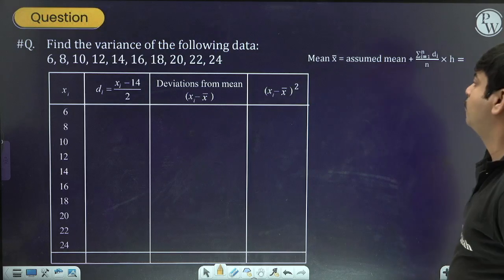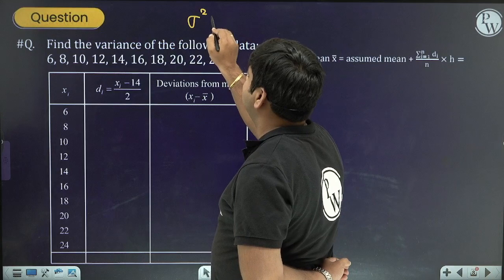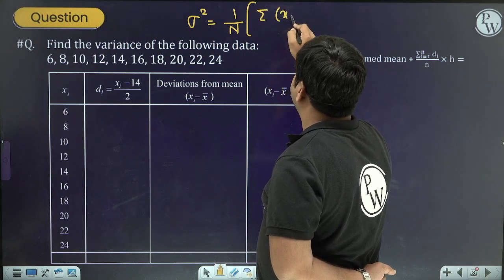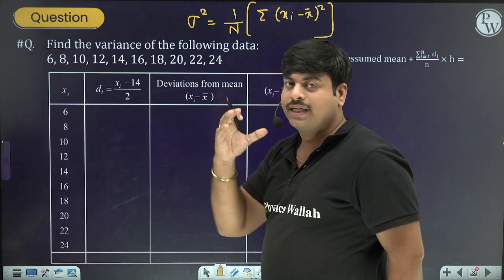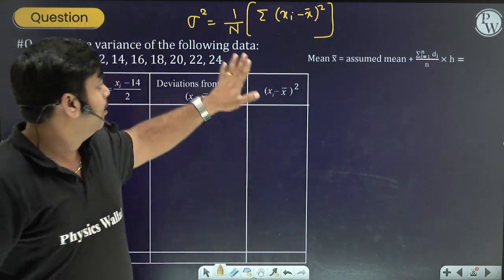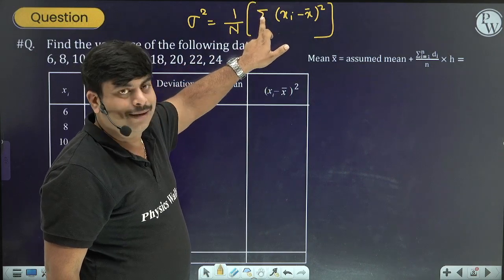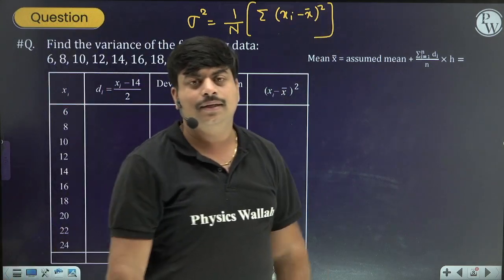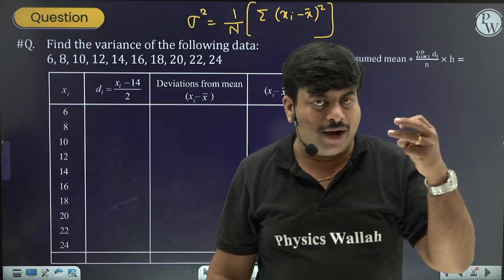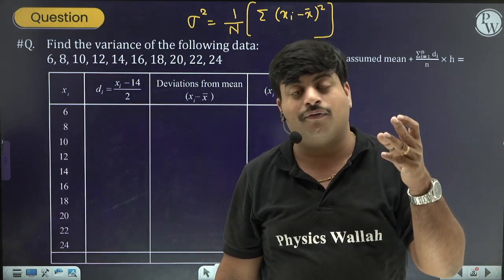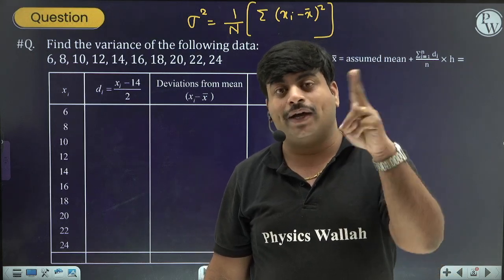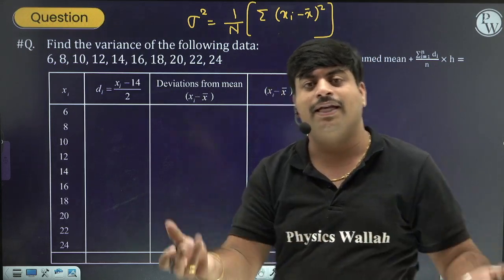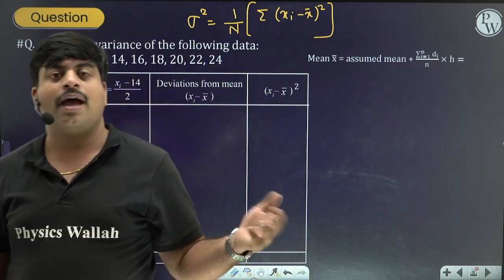Find the variance of the following data. Variance means sigma square. Sigma square means 1 by n into the sum of all the squares of deviations. No need to remember anything. Even if you forget the formula, it is the mean of the sum of squares of deviations. Find deviations, square them, add them, divide by n, which will give you sigma square, the variance, and the root of that will give you standard deviation.